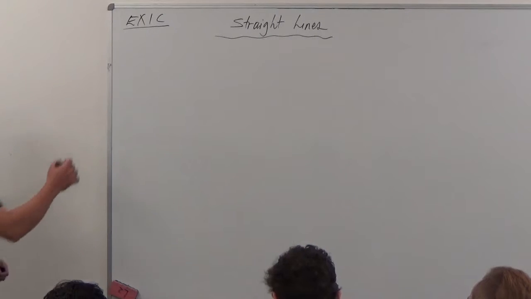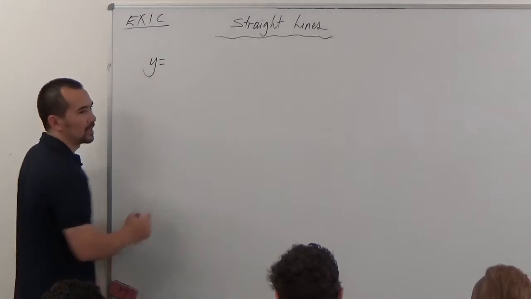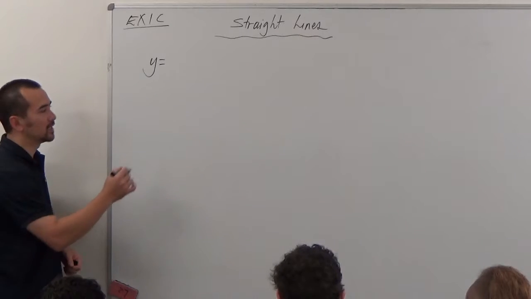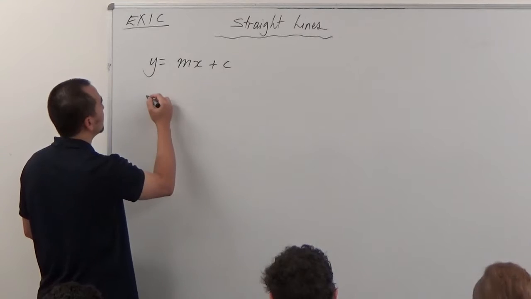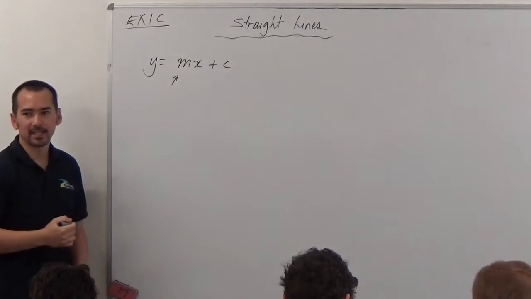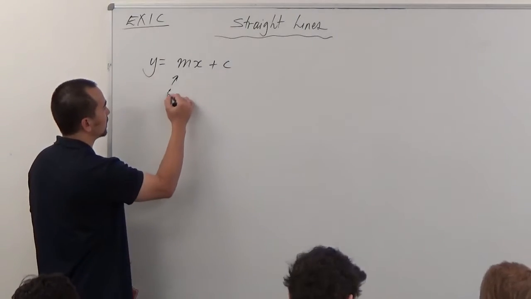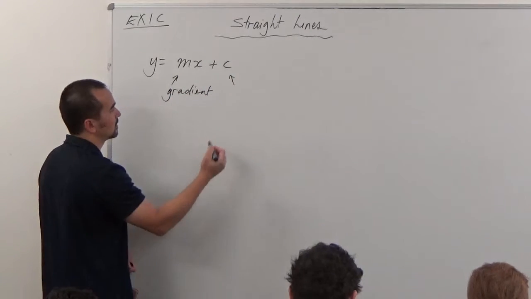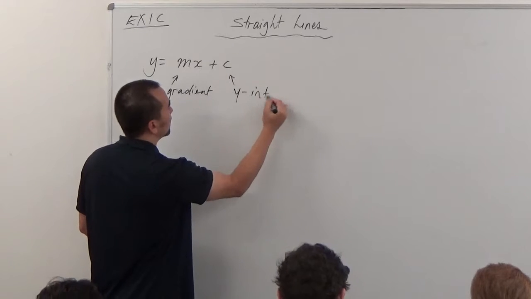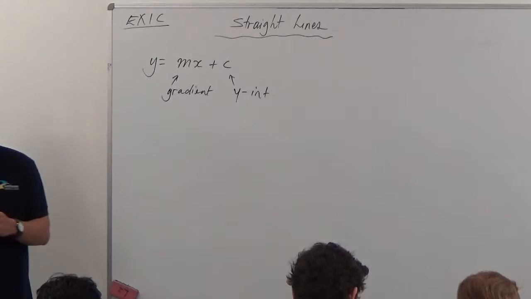And you guys know that standard form of a straight line is y equals mx plus c, where m is the gradient, c is the y-intercept. Now that's standard form.